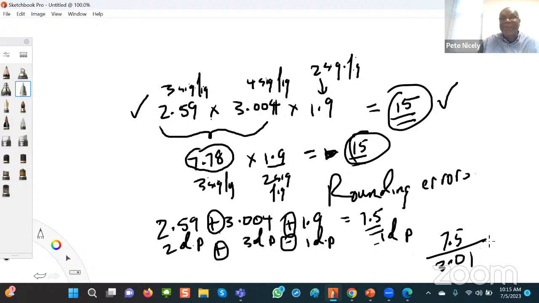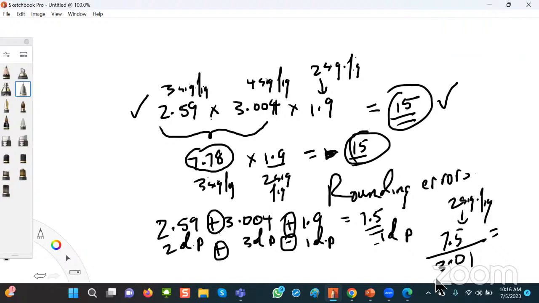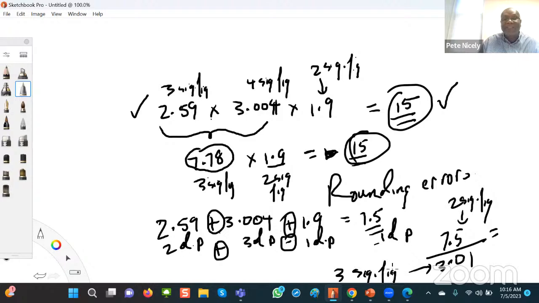3.01. Okay, so in this case now, the rule is different, because now this is 2 sig figs. And this is 3 sig figs. Right? So that means that your answer here must be rounded off to 2 sig figs. So if I were to plug those numbers into my calculator, 7.5 divided by 3.01, rounded off to 2 sig figs, the answer would be 2.5.